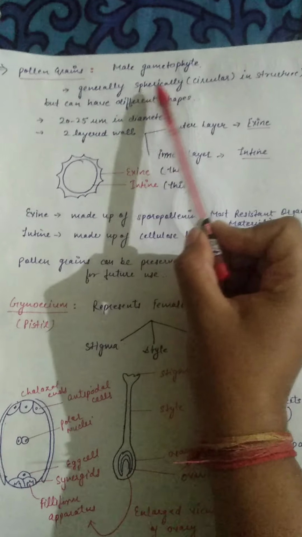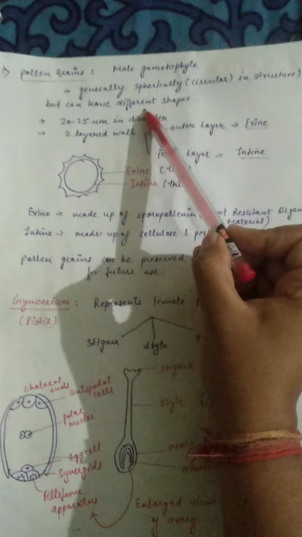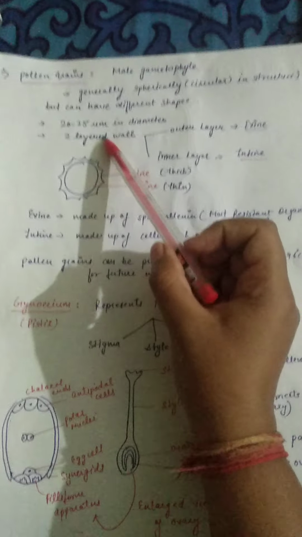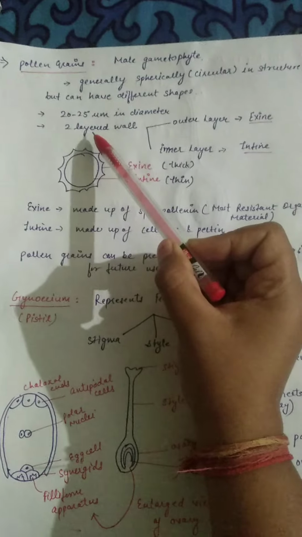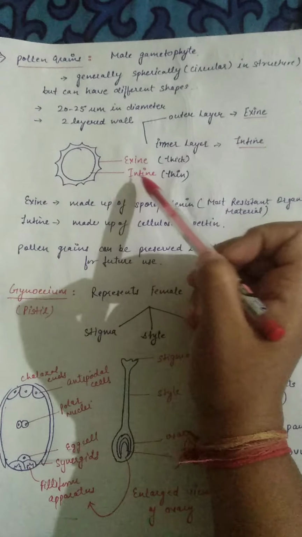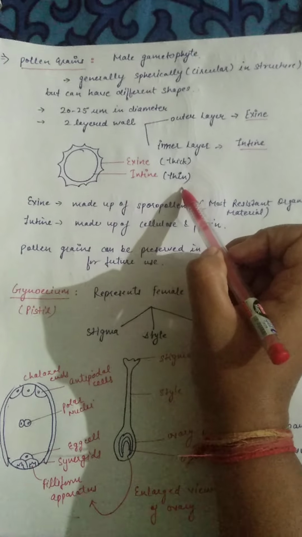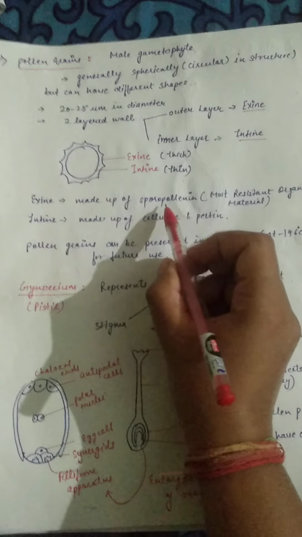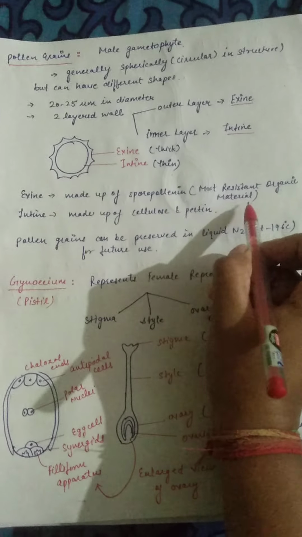These are generally spherical in structure, like circular, but they can have different shapes, and they are 20 to 25 micrometers in diameter. They have a two-layered wall. The outer layer is called exine and the inner layer is called intine. Exine is thick and intine is thin. Exine is made up of sporopollenin, which is a highly resistant organic material.